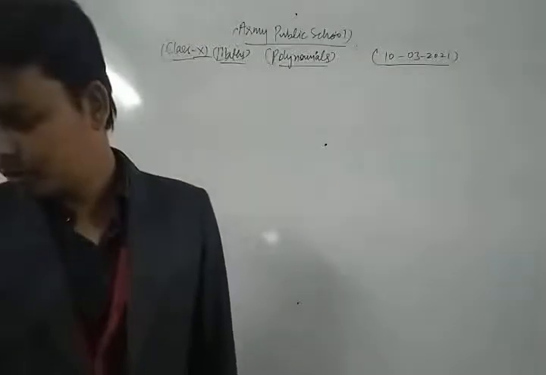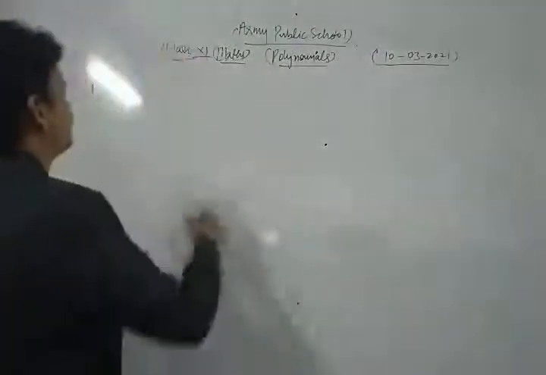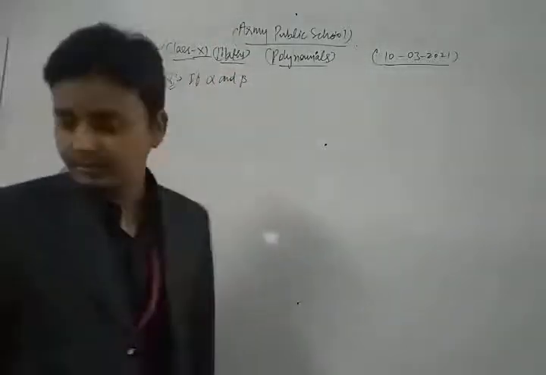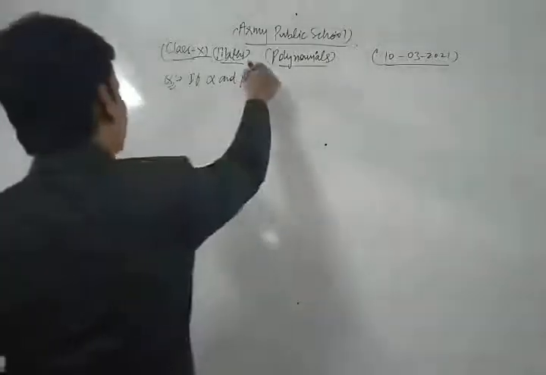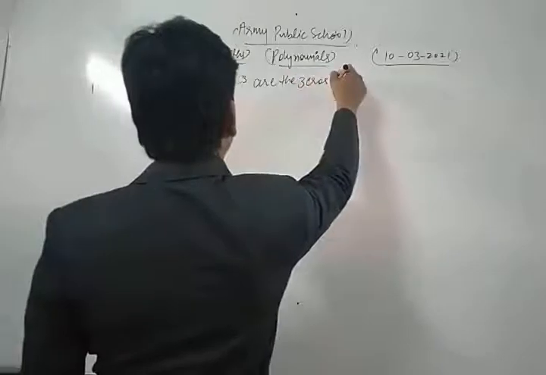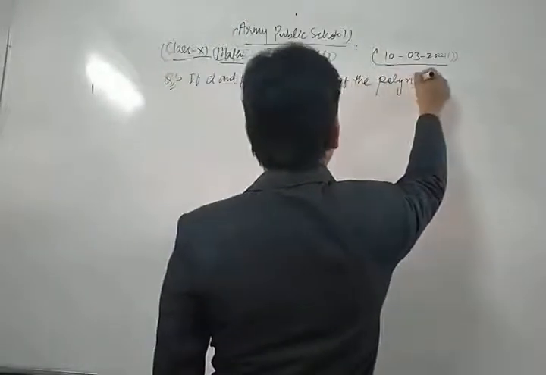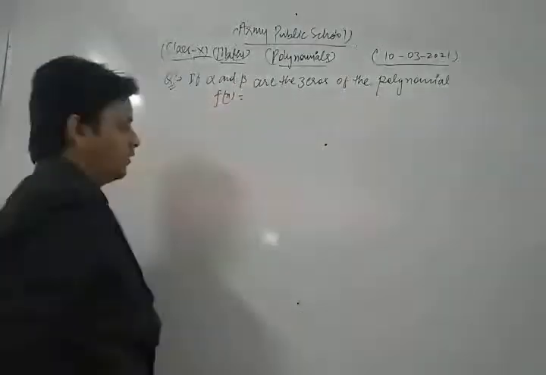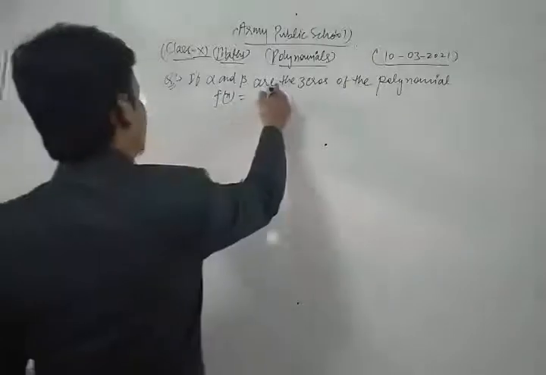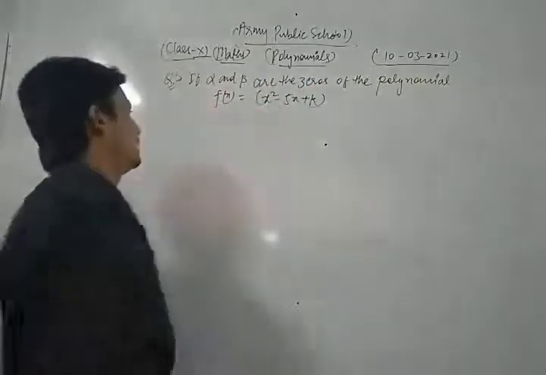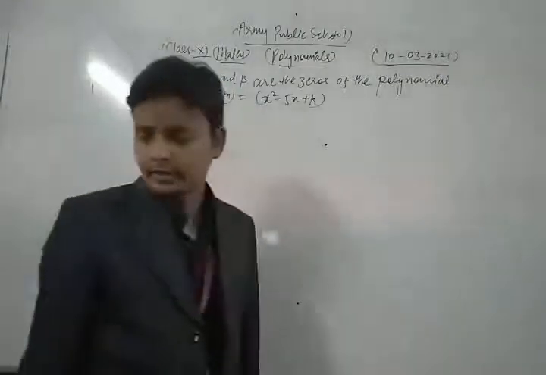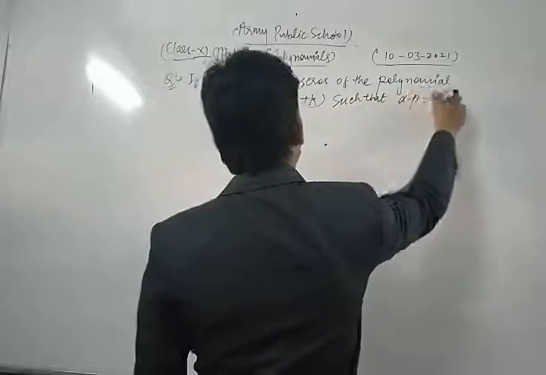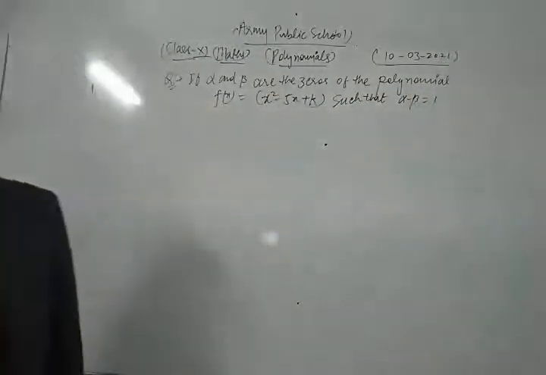Let's see. Your question is, if alpha and beta are the zeros of the polynomial f of x is equal to x square minus 5x plus k, such that alpha minus beta is equal to 1, find the value of k.